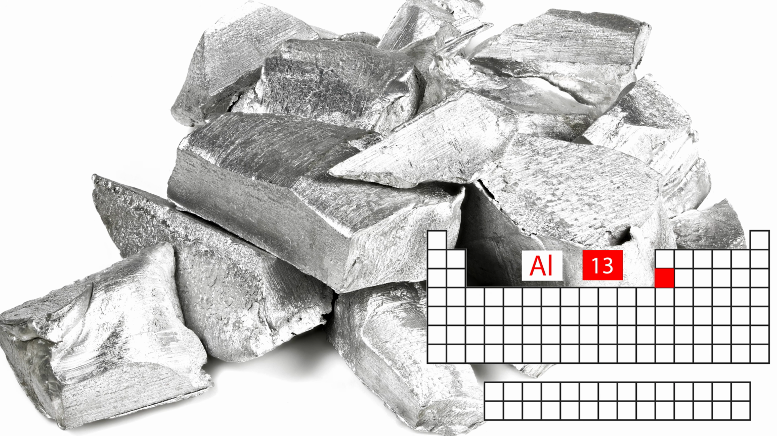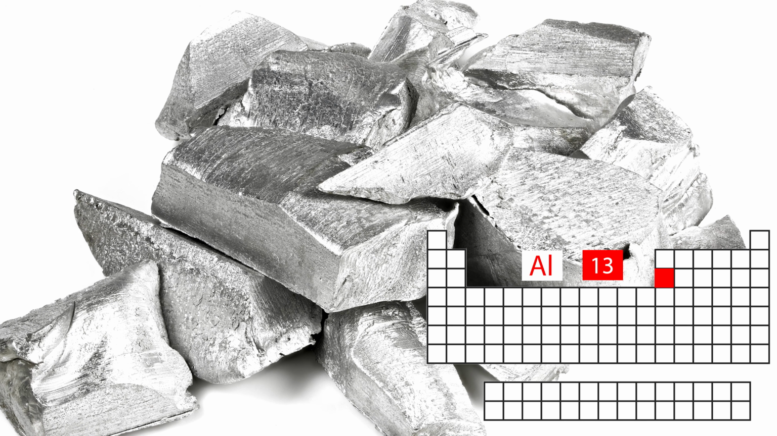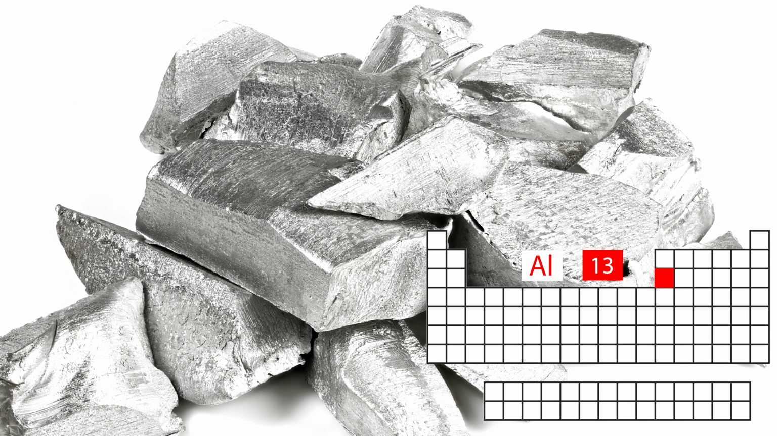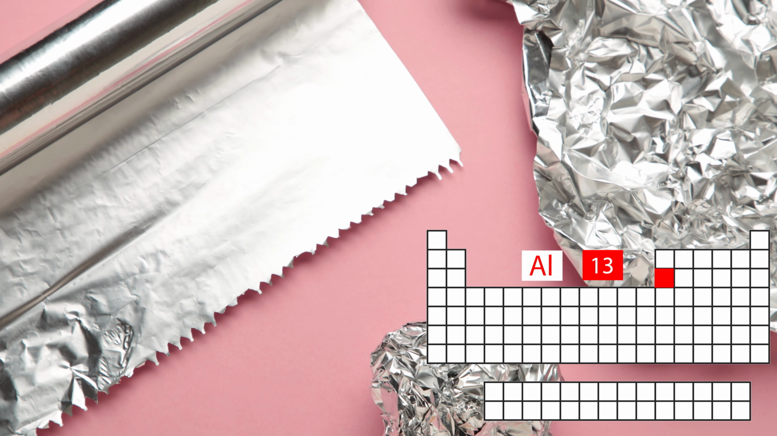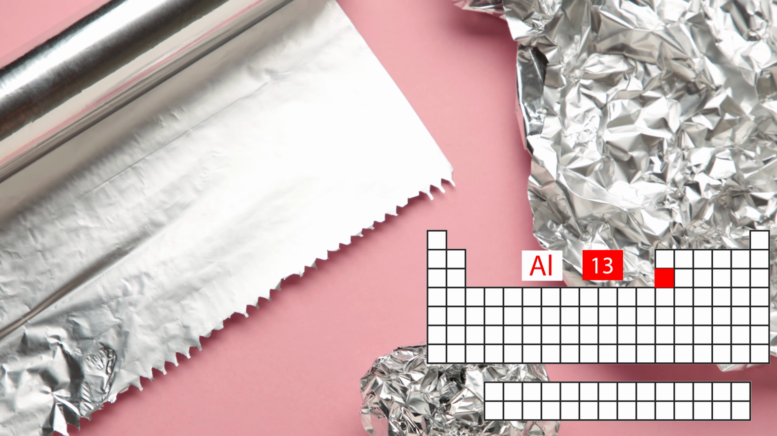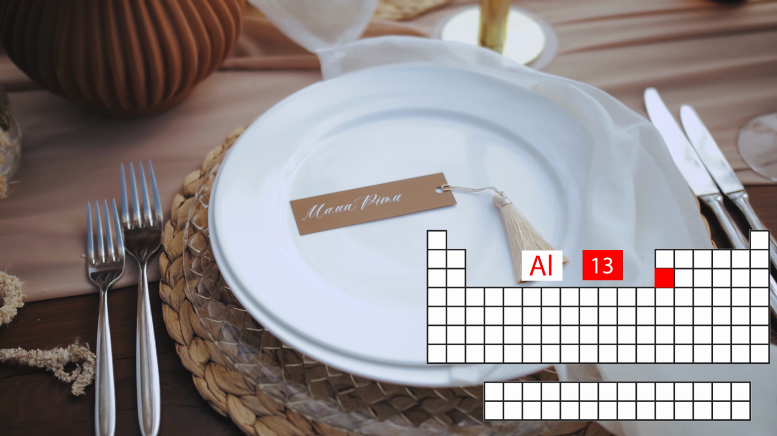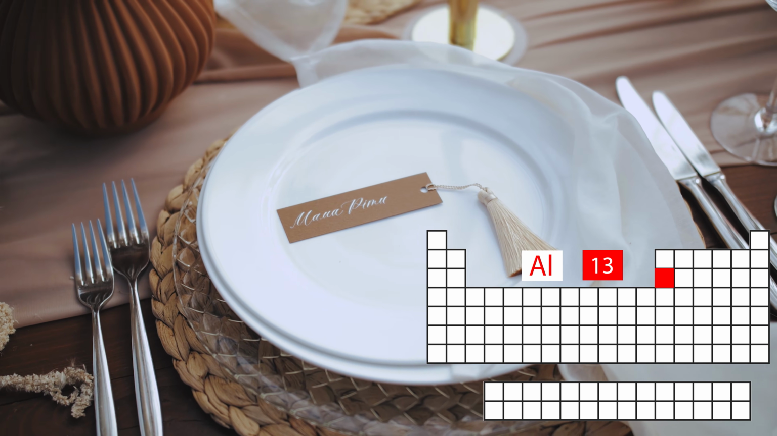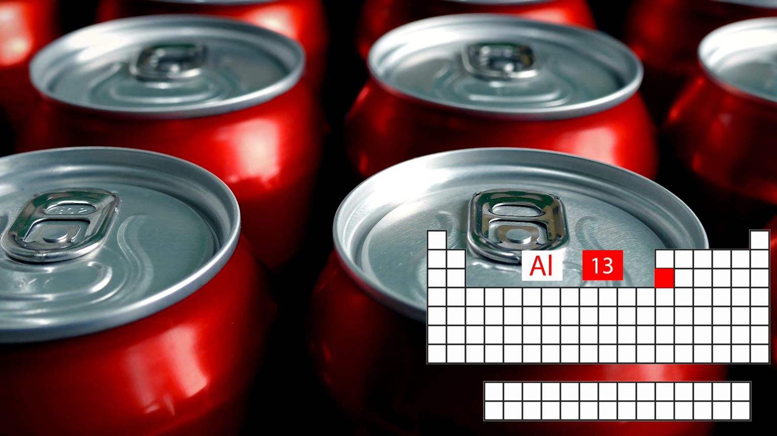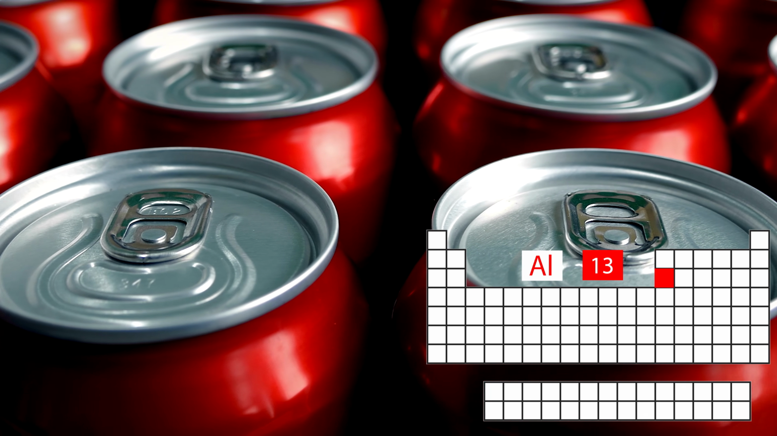Here's element number 13, aluminum, of aluminum foil fame. The most abundant metal in the Earth's crust, but it wasn't actually isolated until the 1820s. Here's a cool fact. Napoleon III served his most honored guest with aluminum utensils, while the less favored guests actually used gold. Aluminum was once more valuable than gold.